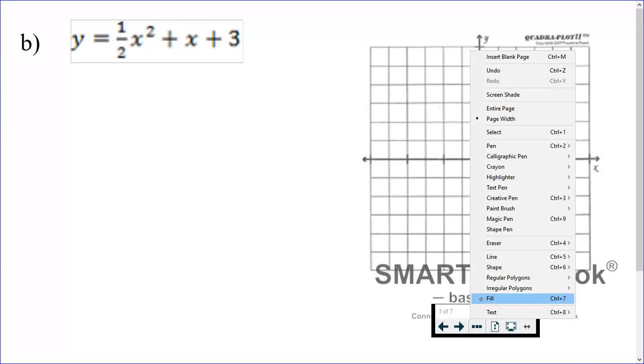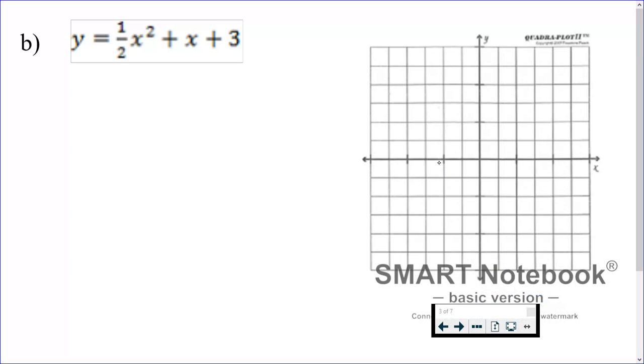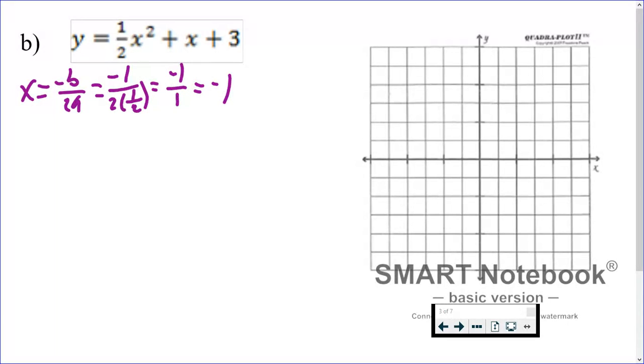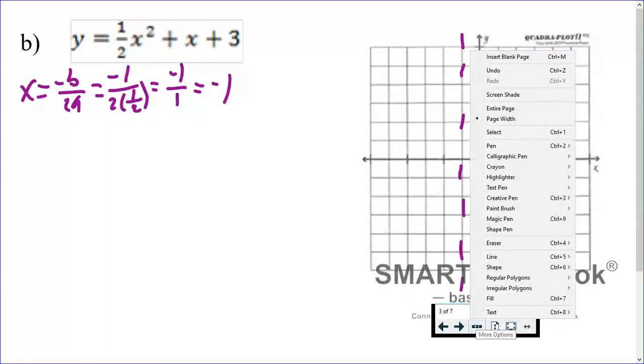All right, so let me go through the steps with you here. Axis of symmetry is x equals the opposite of b over 2a. In this case, b is 1 and a is 1/2. So you end up with negative 1 over 2 times 1/2, which is 1, so negative 1. So your axis of symmetry is at negative 1. I'm going to do a dashed line there.